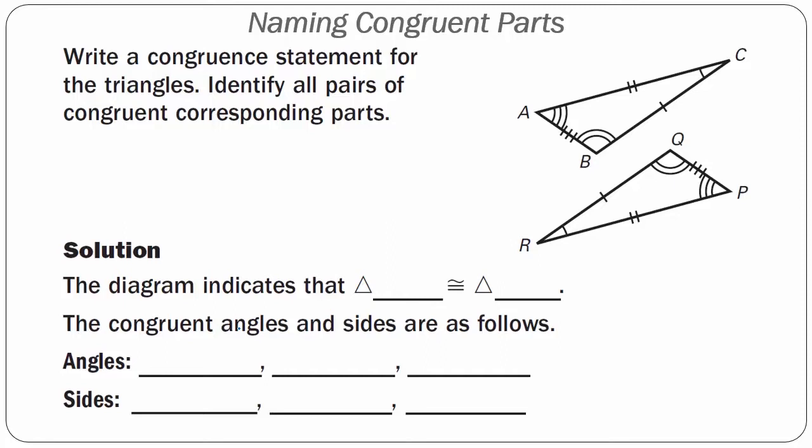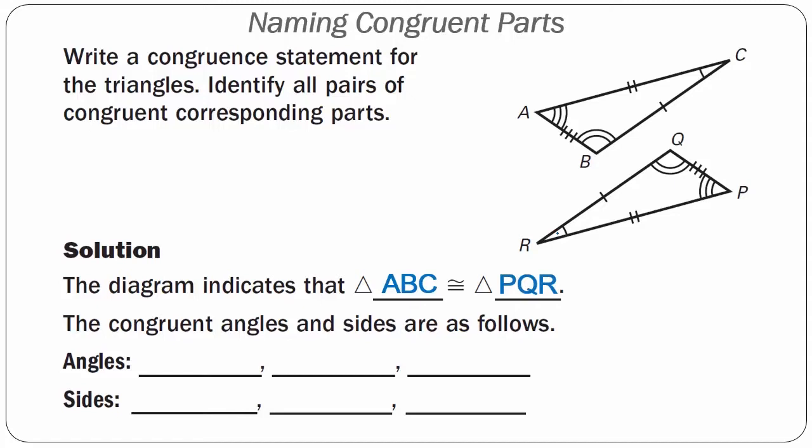When we are writing congruent statements, we want to follow a pattern. So we'll take a look at our first triangle, which is triangle ABC. And we'll say that triangle ABC, which goes from 3 arcs to 2 arcs to 1 arc in the angles, is congruent, and we need to follow the same pattern. So we're going from 3 arcs over here, which is P, to 2 arcs, which is Q, to 1 arc, which is R. So we can say that triangle ABC is congruent to triangle PQR.